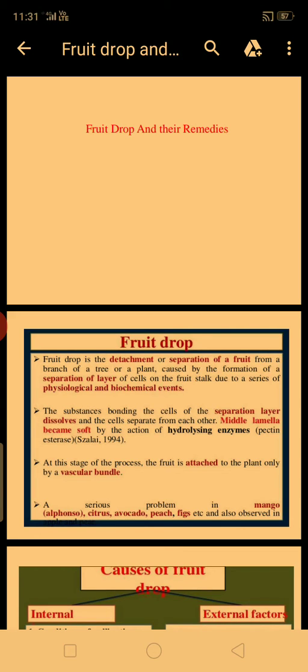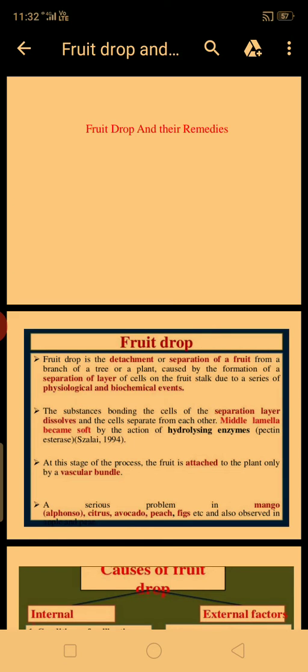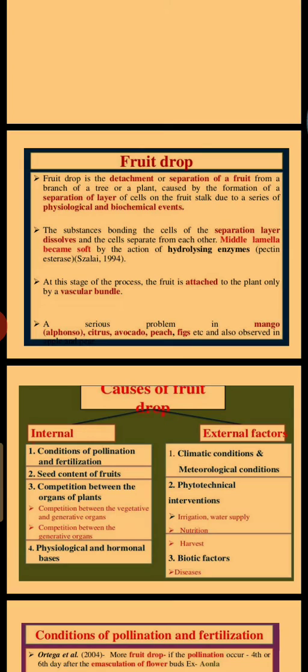We should know the major causes behind fruit drop, or early fruit drop. Broadly, we differentiate them into two categories: number one, internal factors which cause early fruit drop, or external factors. You can see slide three.